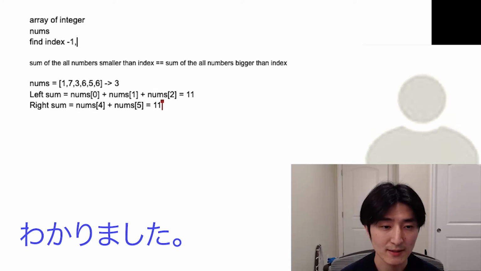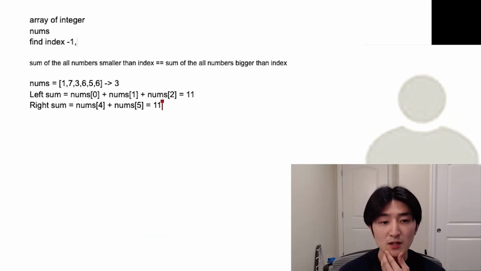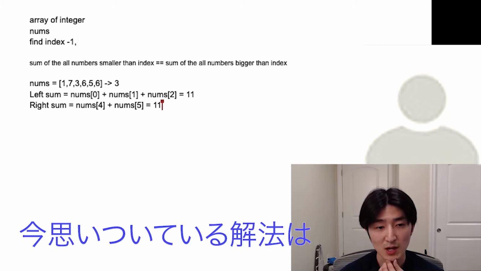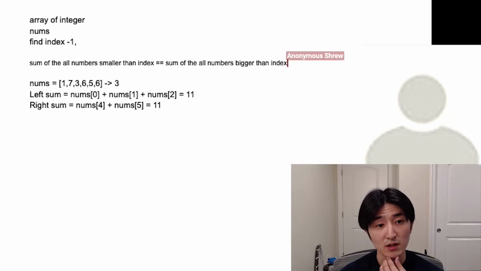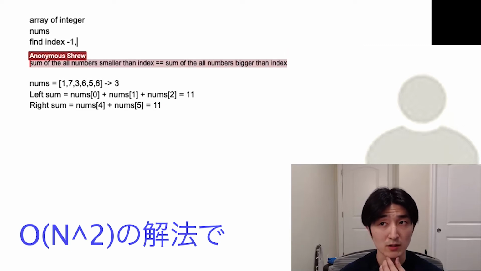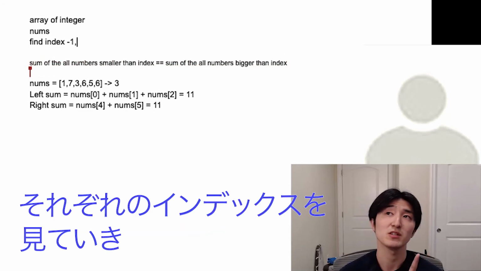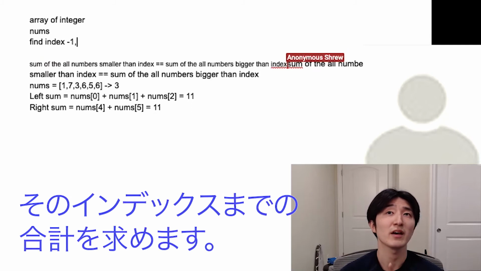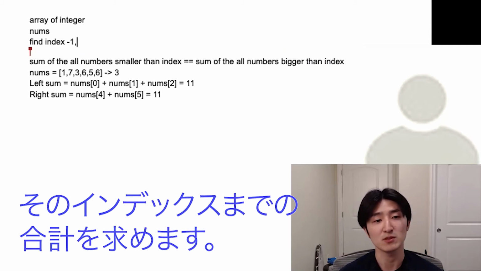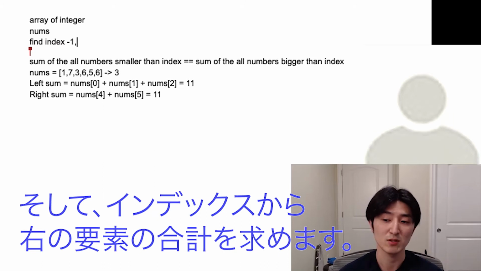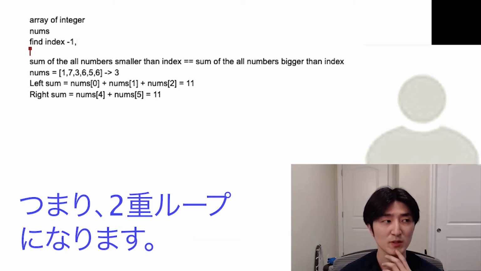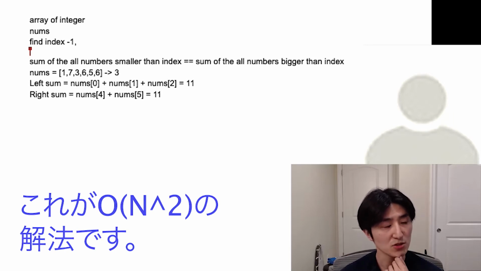Gotcha. Let me think. One solution I have is going to be n square. We look at each index and then calculate the sum up to that index and the sum from the right to that index. So it's going to be two nested loops. That is an n square solution.